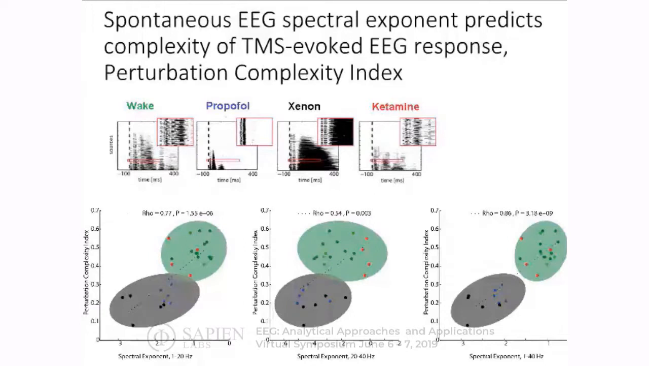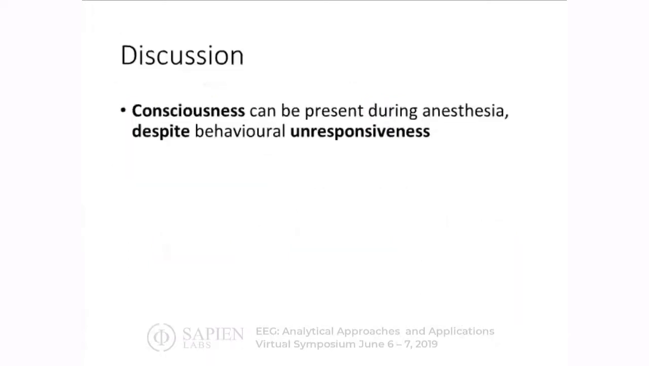When we correlate the perturbational results with the spontaneous results, we see that there is a strong correlation that is mostly present in the 1 to 40 Hertz range, basically confirming that our measure has something to do with consciousness, as this other theoretical measure does.